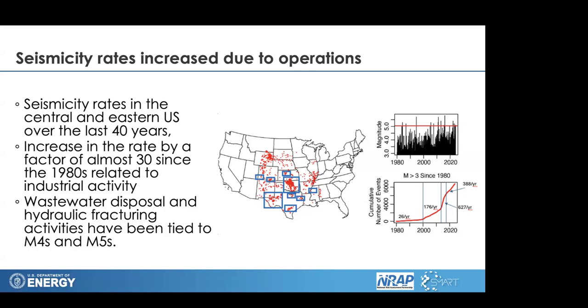And that has reduced a little bit, maybe down to about 400 events per year, but is still quite high relative to the background rates. And what we have also seen is that there's been a number of magnitude larger than 4 events, and maybe even sometimes magnitude 5 events associated with wastewater disposal and hydraulic fracturing activities in the Texas and Oklahoma area in particular.